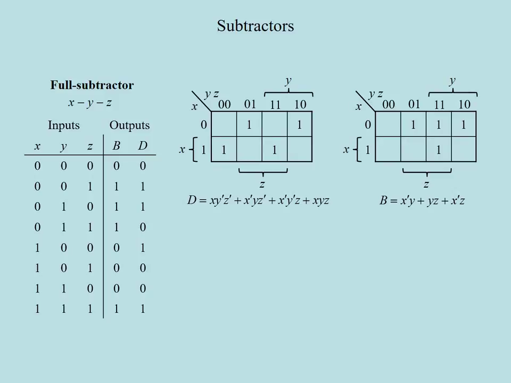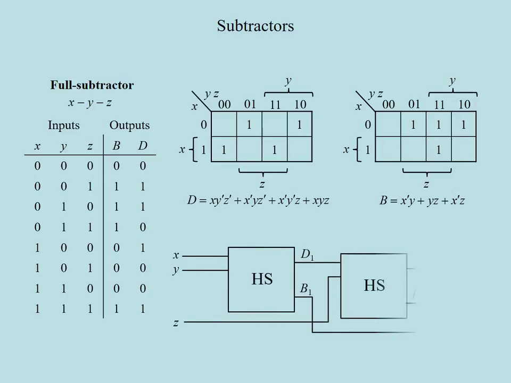Again, similar to the full adder case, you can design a full subtractor by using two half subtractors. You can first implement x minus y by a half subtractor. Then you can use another half subtractor to subtract z from the result of this subtraction. The borrow bit will be obtained by ORing the borrows of these two half subtractors.